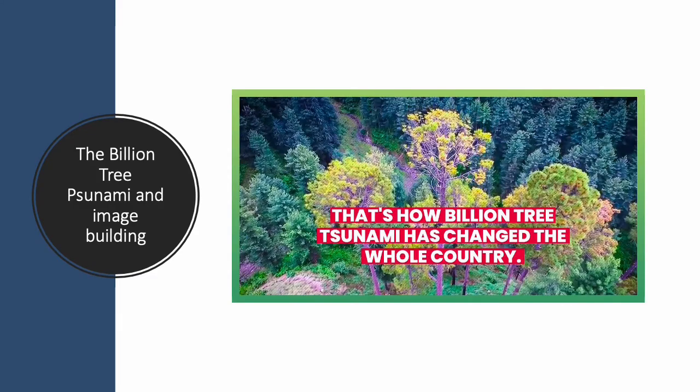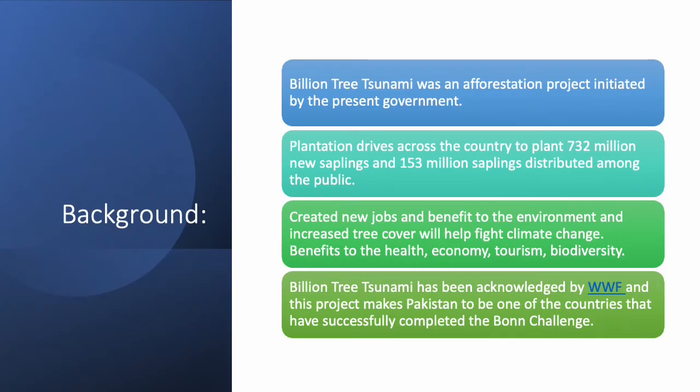So coming to the Billion Tree Tsunami. The Billion Tree Tsunami was a government initiative to plant over 1 billion trees across the country, and the project was initiated by the present ruling government. The drive ended up planting more than 132 million new saplings, and 153 million saplings were distributed among the public. And this created new jobs, it benefited the environment, and increased the tree cover of Pakistan.